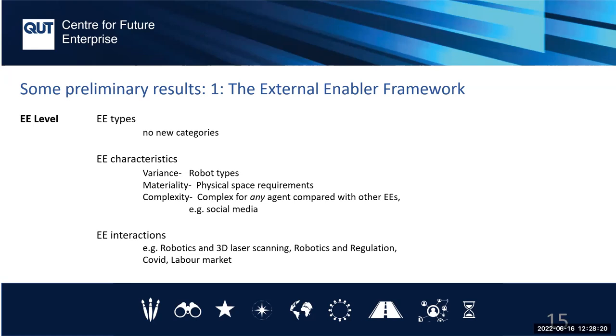Materiality, that's a huge thing with robots, because unlike things like COVID or the internet or other EEs, if your factory hasn't got room to put in a robot, then you can't do it. A few of the companies we've talked to have had to change premises to get that extra space. But other companies were limited on space, so we were able to choose a different type of robot, like a cobot, rather than an industrial robot.